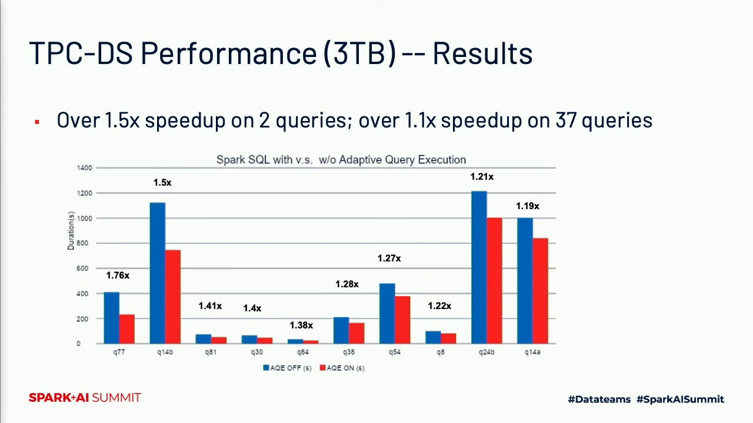Okay, we run the TPC-DS with 3 terabytes in our benchmark and compare the performance between Spark SQL and adaptive query execution. And we found many queries gain performance improvement. The best 2 queries can gain over 1.5 times improvement. And most 37 queries can gain over 1.1 times improvement.